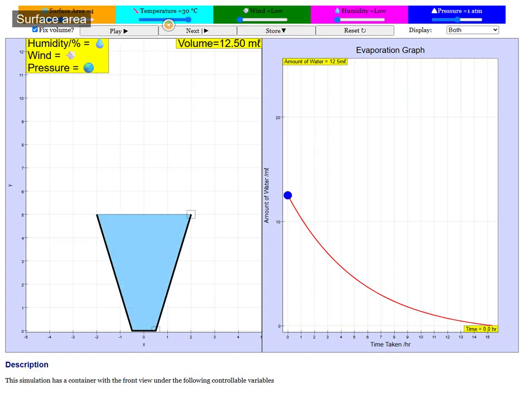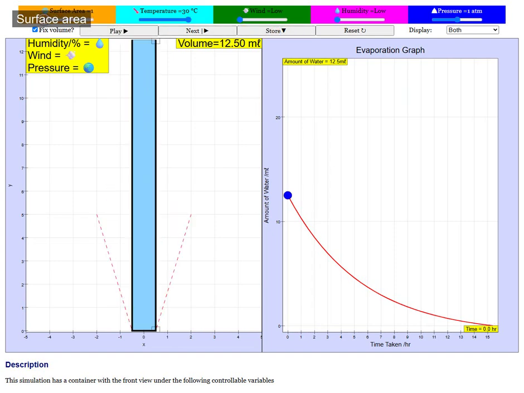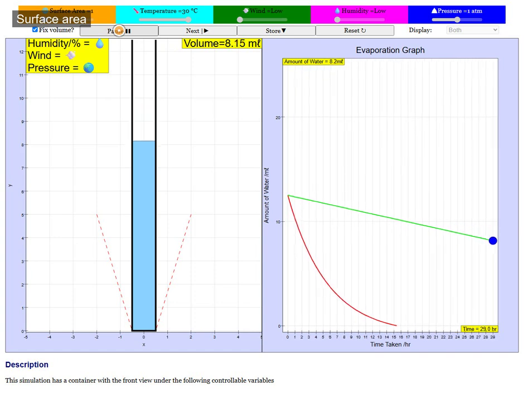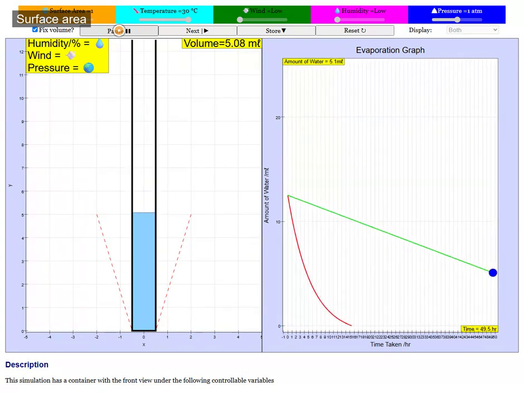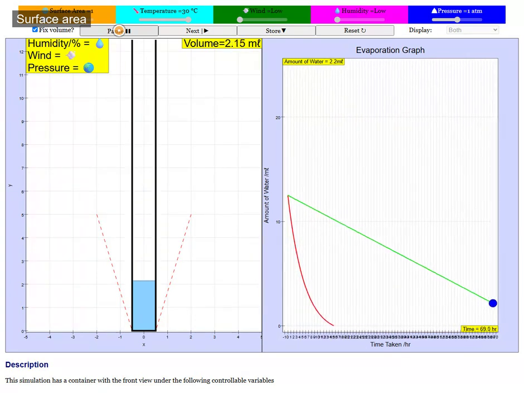Surface area is dramatic here. With a small surface area of 1 unit, the stored curve is much gentler. At 4 and especially 9 units, the slope becomes far steeper, so the water dries much sooner.